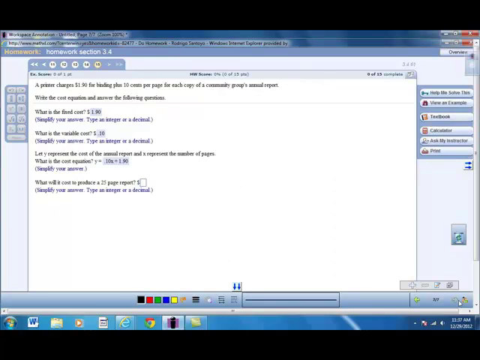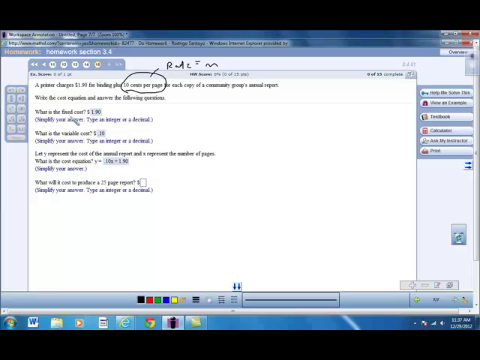This last problem, we're looking at a word problem here. It says the printer charges $1.90 for binding, plus 10 cents per page. So that's our rate, right? That is our rate, otherwise known as our slope, like we talked about in the last section on word problems. They want us to write a cost equation.